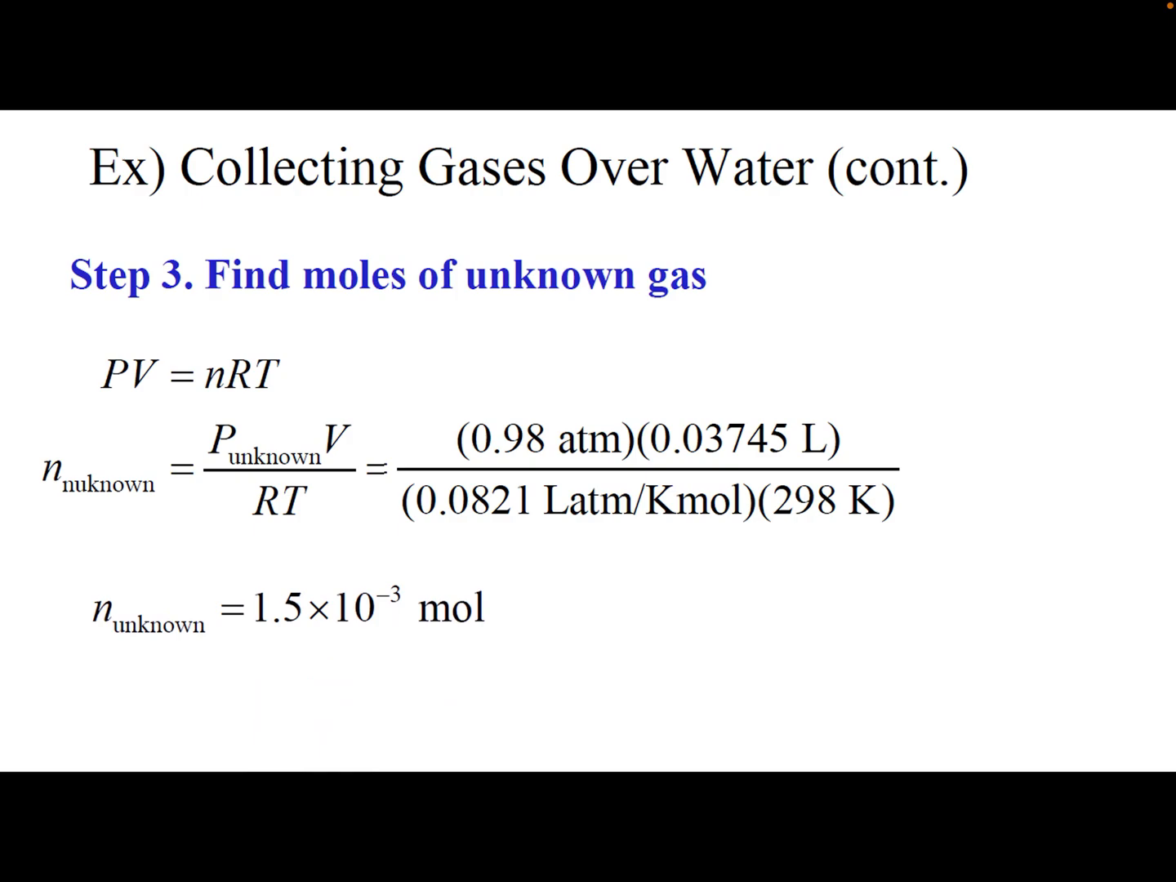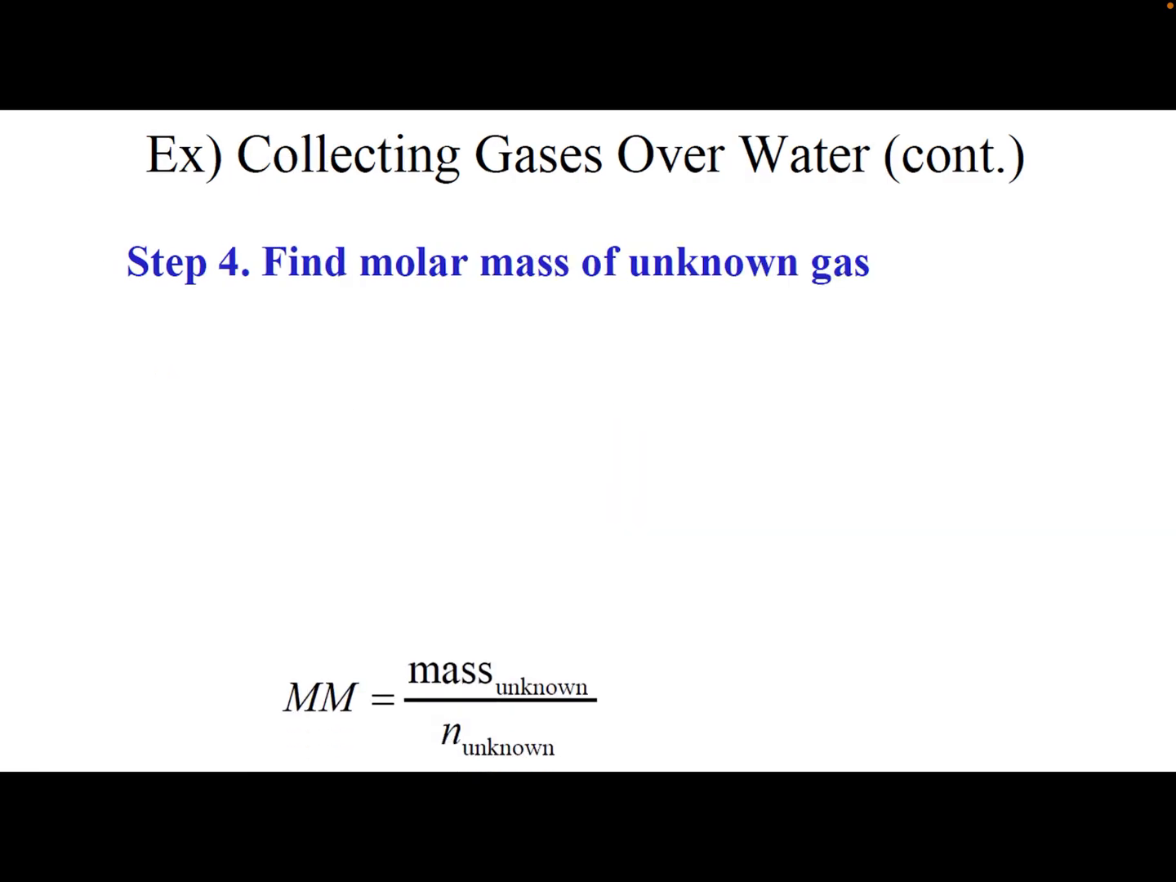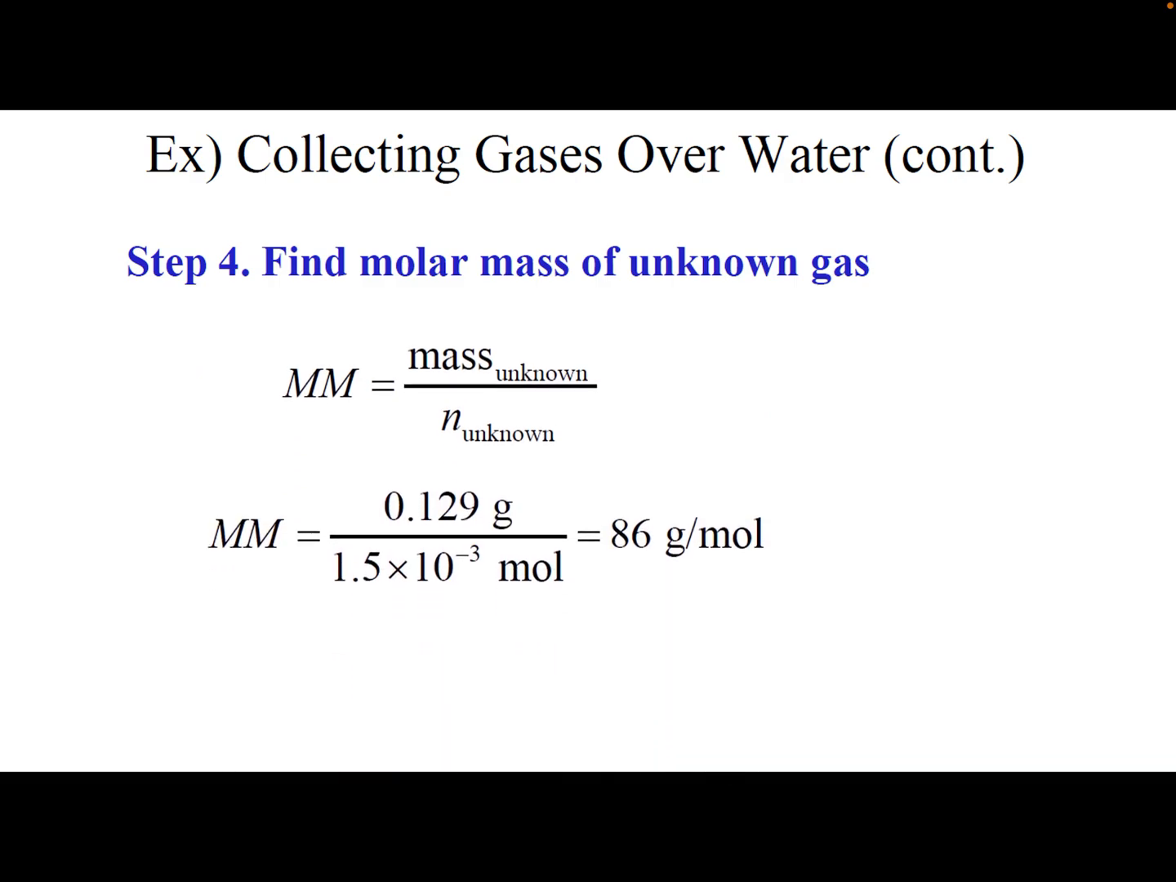Now remember, we can find the molar mass because our molar mass will equal mass over the number of moles. Well, we now have a mass. We were given a mass at the beginning of the problem. You were told that you had a 0.129 gram sample. And you know how many moles that is now. So now you know the molar mass of the gas.